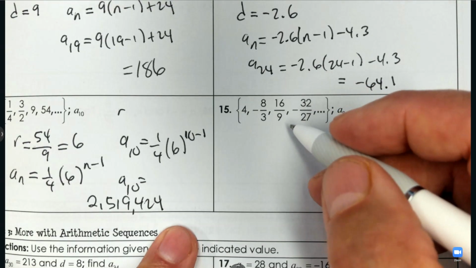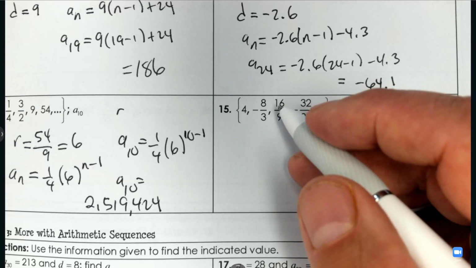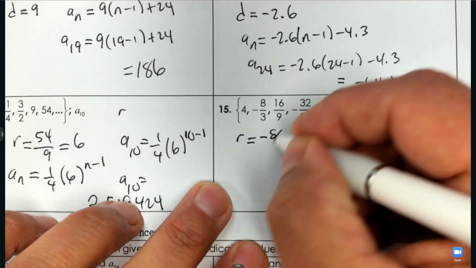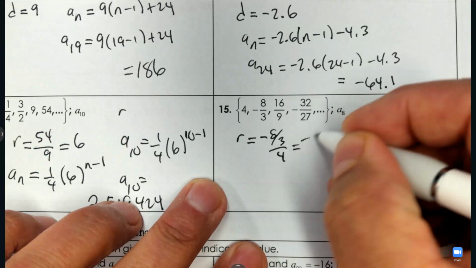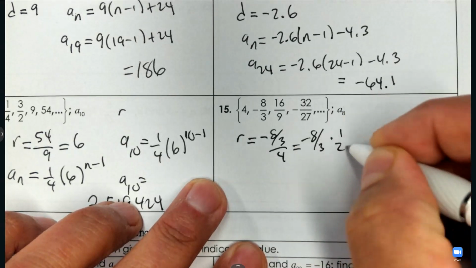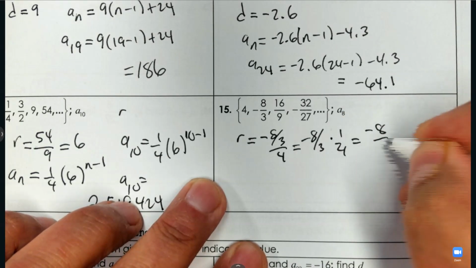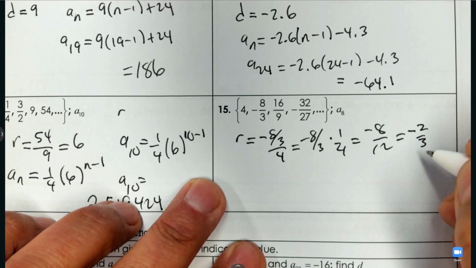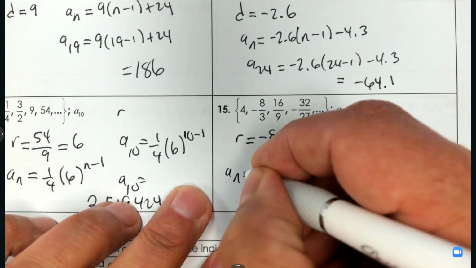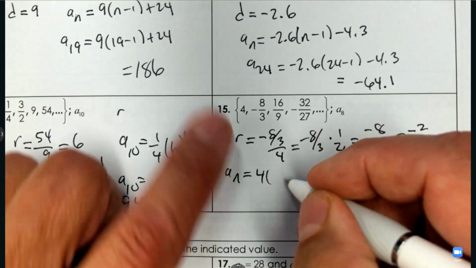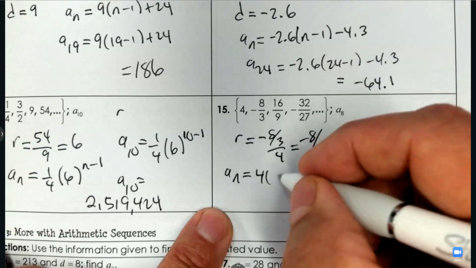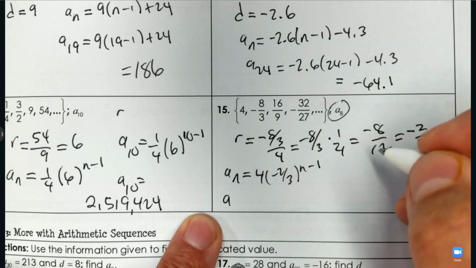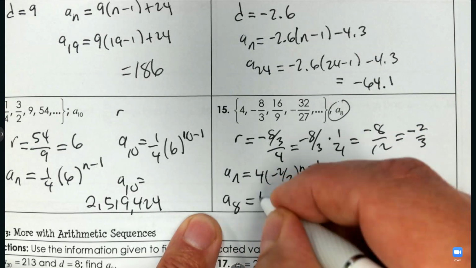Again, this has a common ratio, and do you notice the signs are alternating? That means the ratio is negative. So if I take -8/3 and divide it by 4, that's like -8/3 times 1/4. So that would give me -8 over 12, or divide by 4 would give me -2/3. So the formula for geometric, a_1, which is 4, the common ratio, which is -2/3, to the exponent n minus 1, and then plug in 8 and use your calculator.